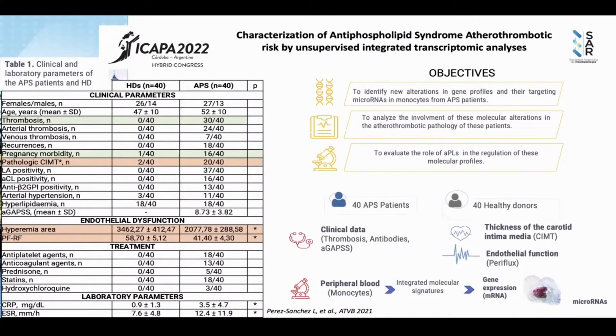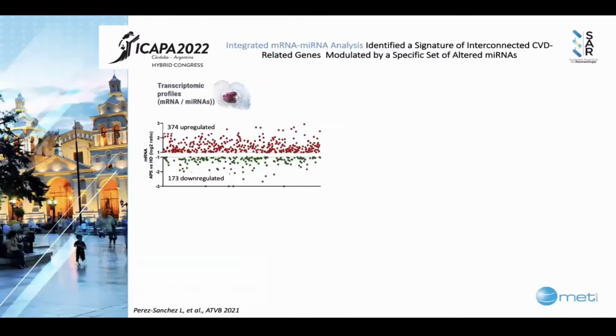In this study, 40 consecutive patients fulfilling the classification criteria for primary antiphospholipid syndrome, and 40 healthy donors were recruited. Clinical and analytical profiles of APS patients were evaluated, including the analysis of microvascular endothelial function, the carotid intima-media thickness, and the score of thrombotic risk, GAPSS. In parallel, we performed gene and microRNA studies to characterize the whole transcriptomic profiles of monocytes. All the data obtained was then integrated by using machine learning approaches, as detailed later.